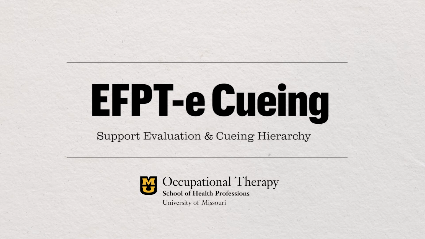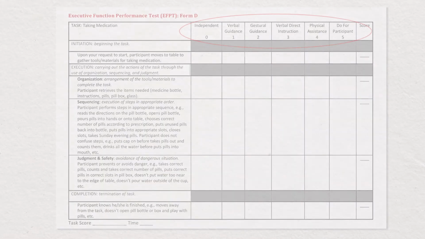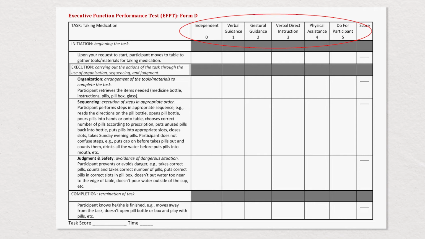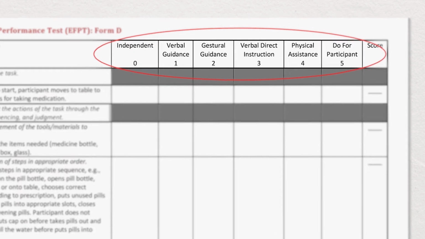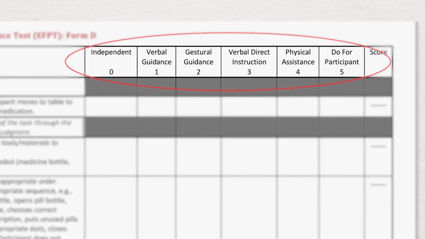Scoring the EFPTE is based on evaluation of the level of support necessary for the individual to be independent. A cueing hierarchy is used to assess the level of support required for the client to do the activity. If a client needs to do something differently during a task, the test administrator will prompt the client with a cue. Cues progress from indirect to direct and from purely verbal to providing physical assistance.